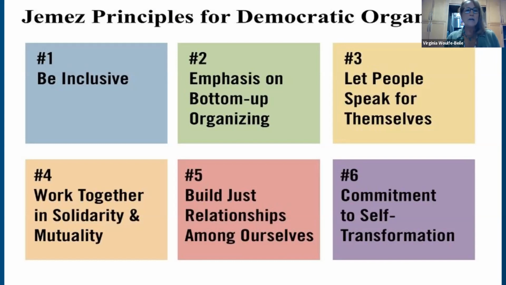And you can see here, it's saying, you've got to be inclusive, and the bottom up organizing is working with those grassroots that are there in those communities. Letting people speak for themselves, not going in and assuming we know the answers. That work in solidarity and mutuality. We really just want it better for everyone, and working on the just relationships is so important. You have to get to know people to understand their needs and their wants and how they want to move forward on any sort of campaign or issue that you're working together on.